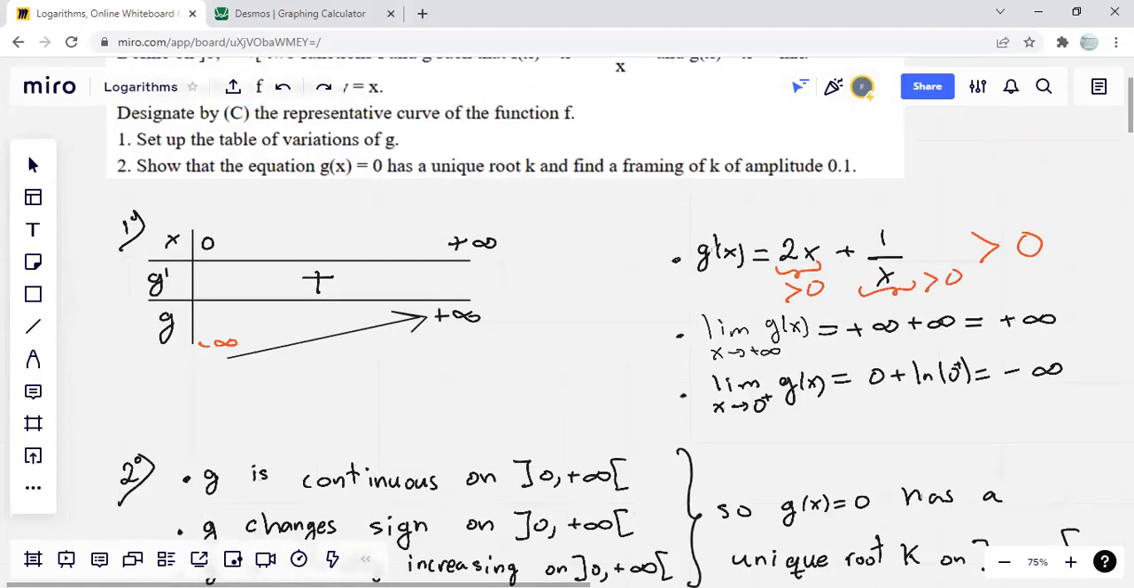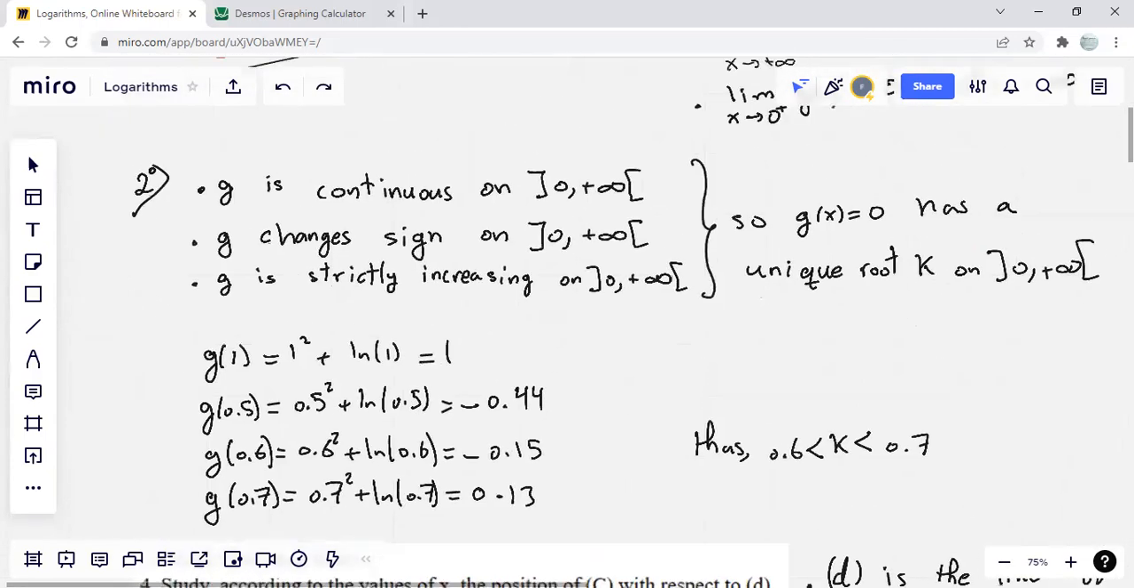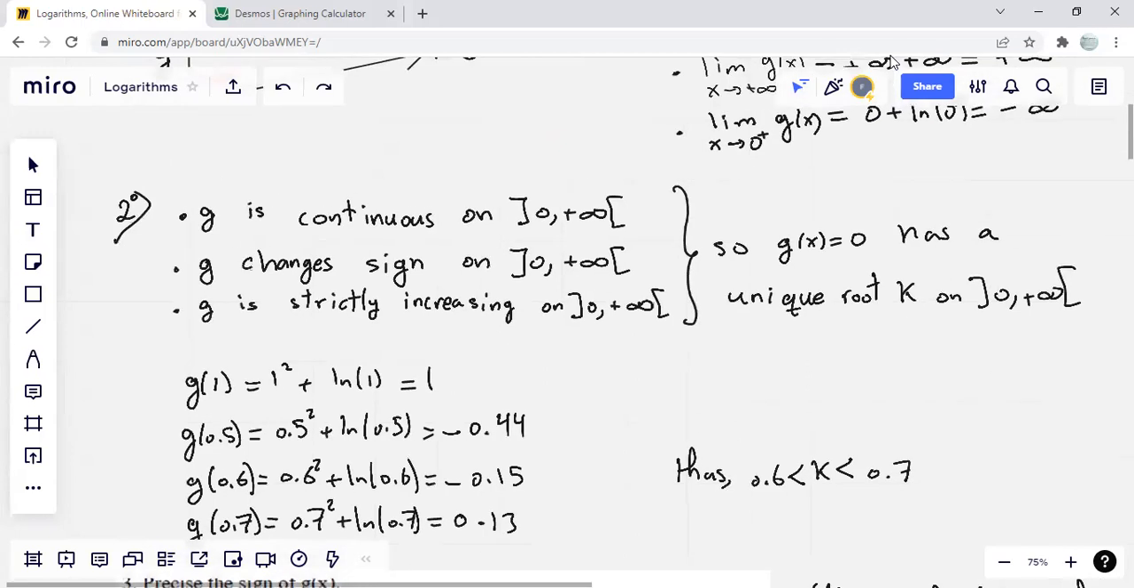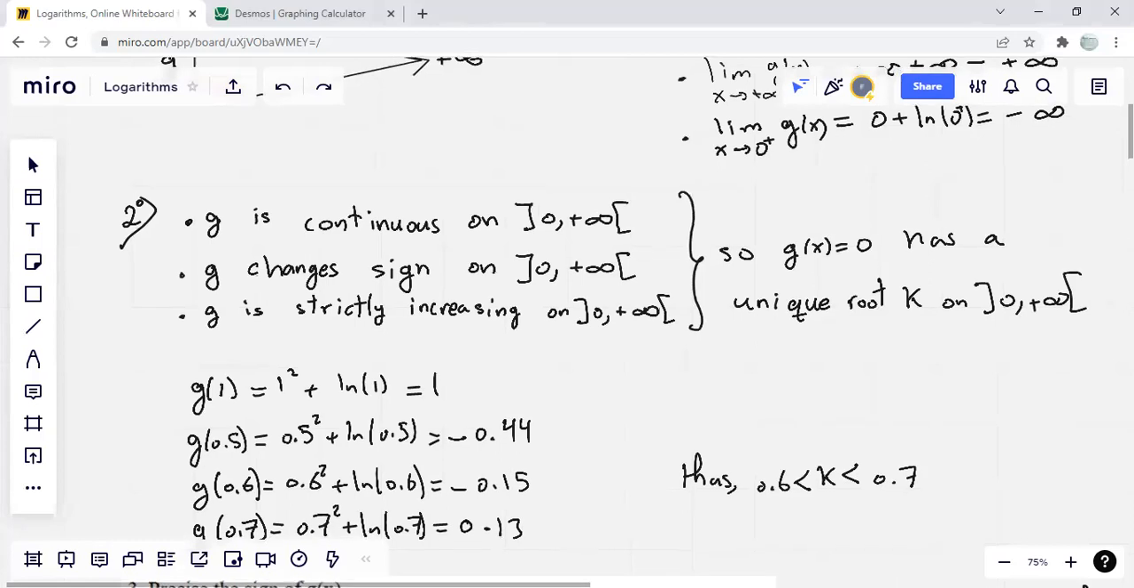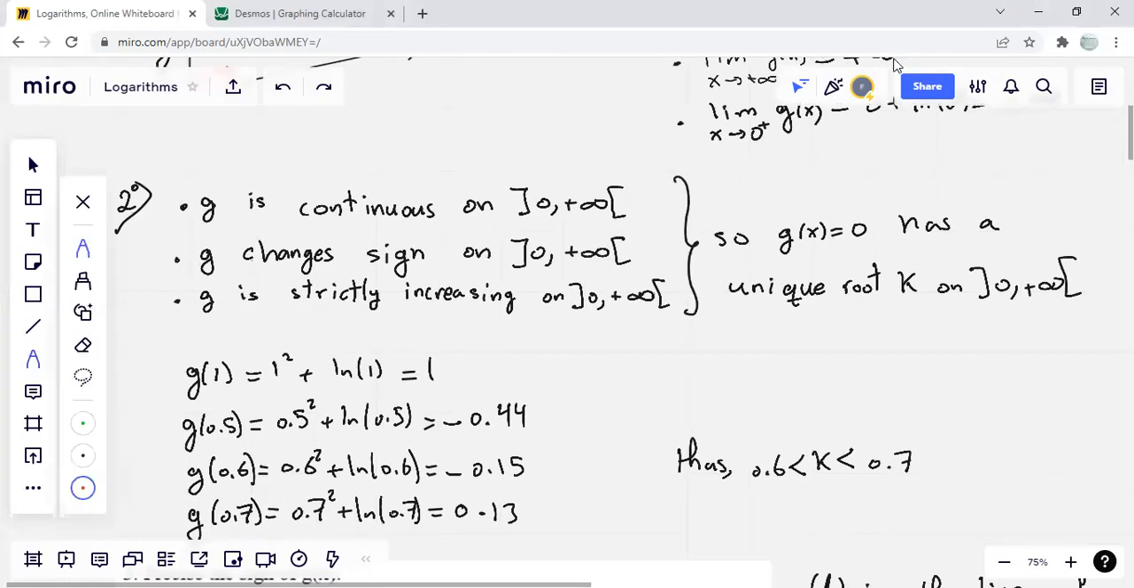They also asked for a framing for the root. Okay. We start by picking any number. For example, g of 1, it's an easy number. We cannot pick g of 0 because g of 0 is not defined. Okay, g is not defined at 0. It is open at 0. So we cannot find g of 0. g of 1 was equal to 1. So it is positive. We are just substituting 1 in the equation of g.